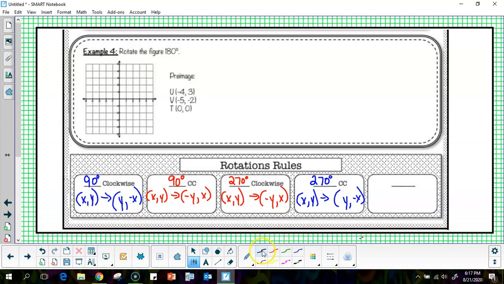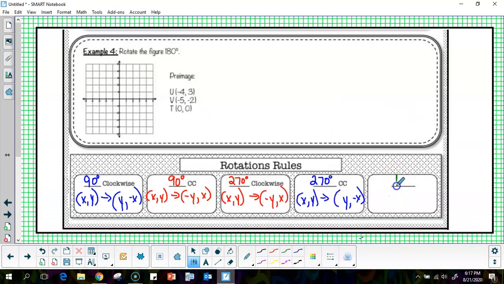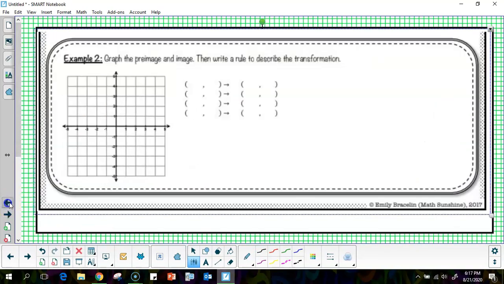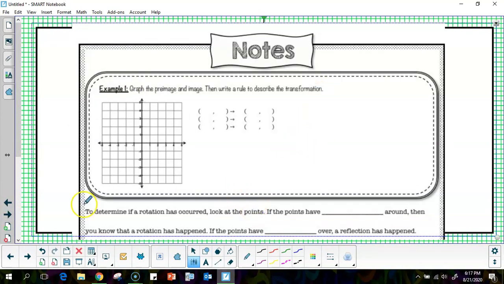Now, 180 degrees, do this one in green, 180 degrees would be the same either way because that's halfway around. So 180 degrees, we'll go ahead and put the rule for this too. And that's just going to be that they stay in the same order, they just change to the opposite. So positive becomes negative, negative becomes positive. Okay, so now that we've got our rules written down, let's go back to this section of the notes.